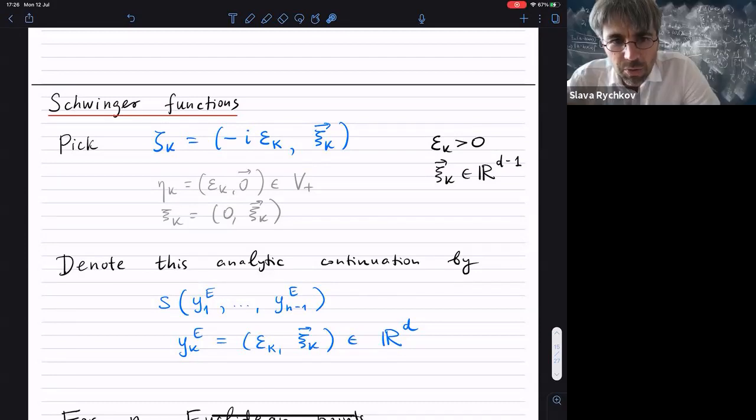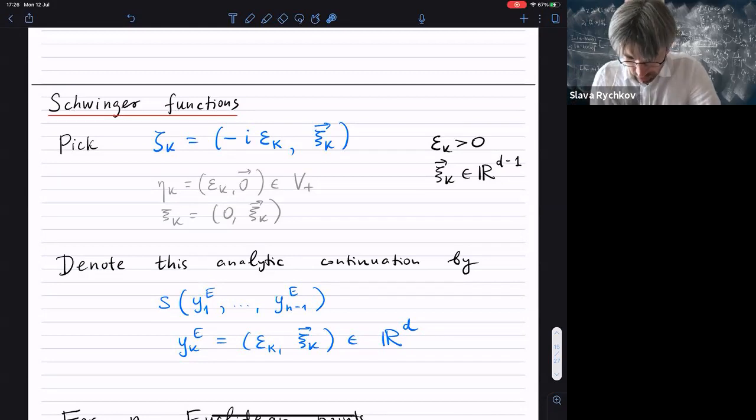But you know, the Wightman function is analytic in the forward tube. In particular, it's analytic at these values of the zetas. So let me take this analytic continuation to this point, and let me denote Euclidean points y_k equal epsilon_k xi_k. I'm writing here explicitly that this is a Euclidean vector, y_k Euclidean, but I'm not going to always consistently write this Euclidean. So sometimes it's going to be understood.